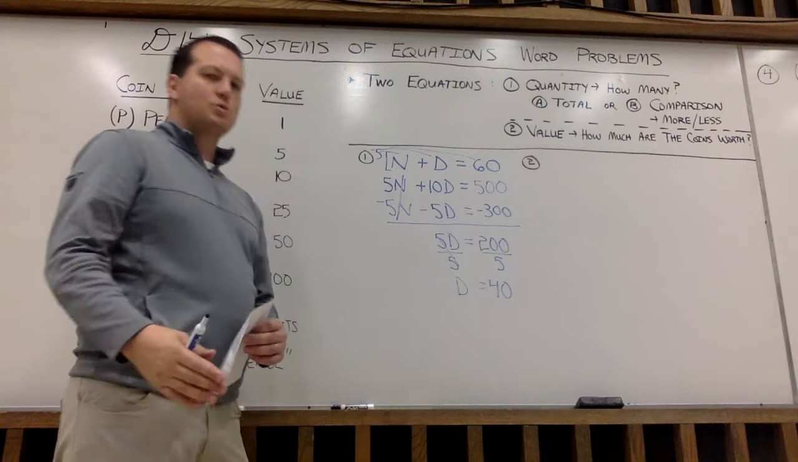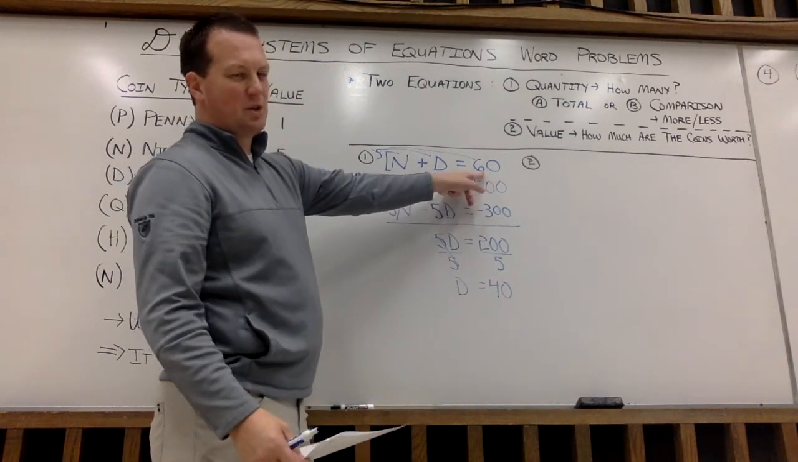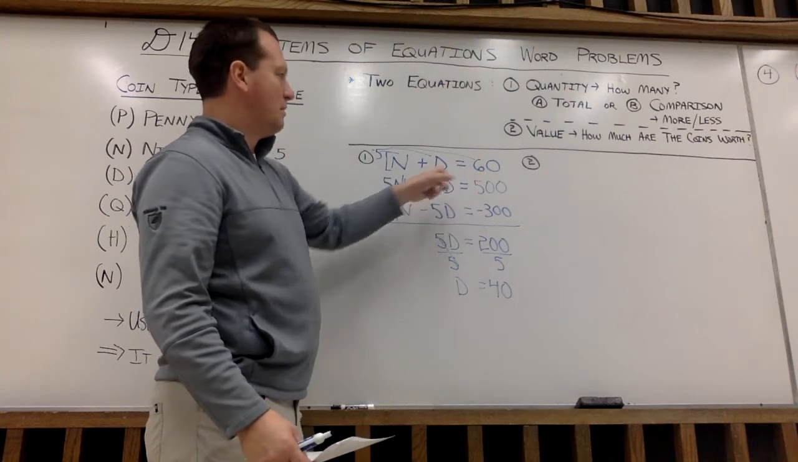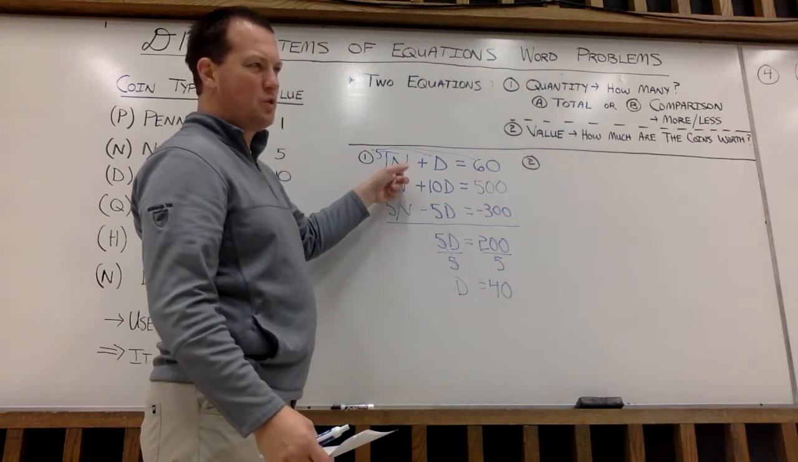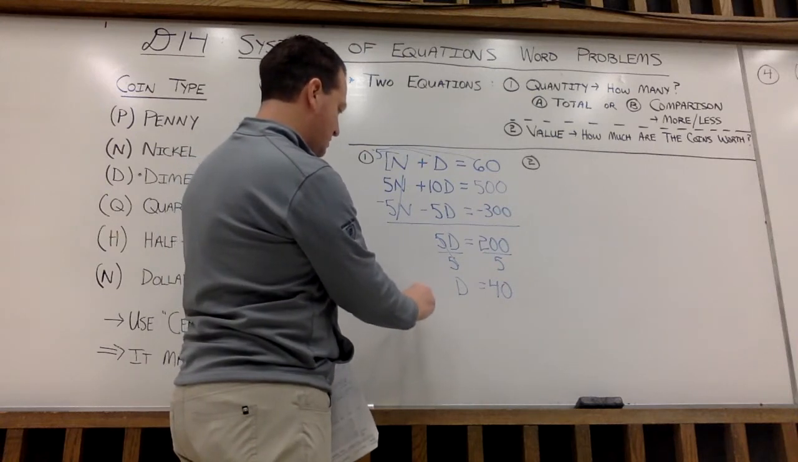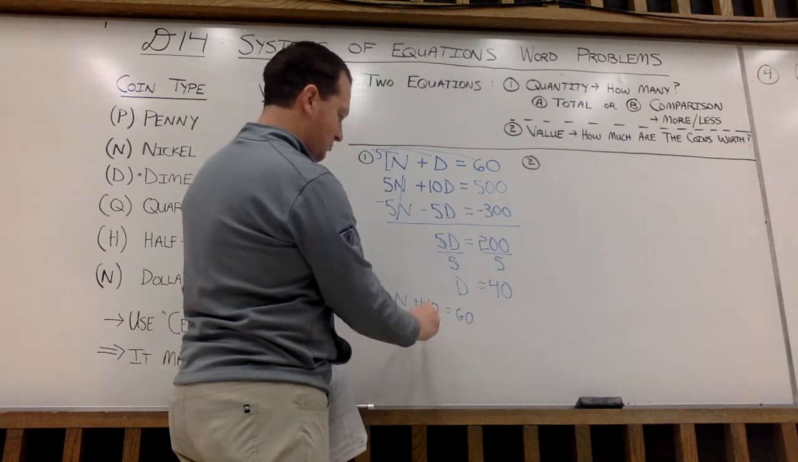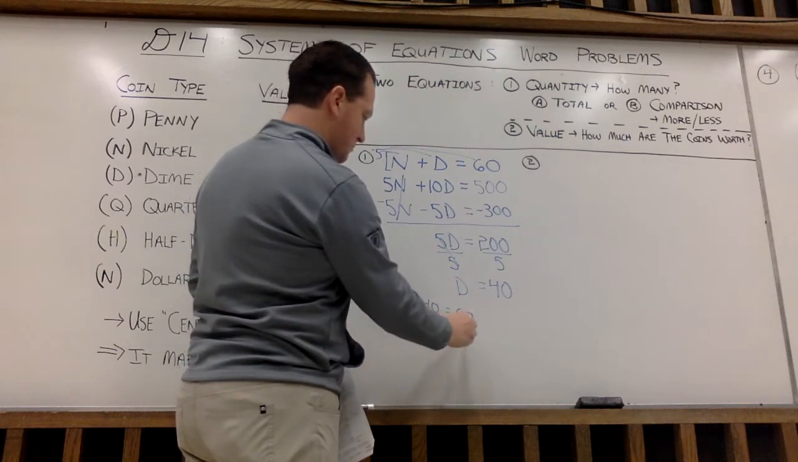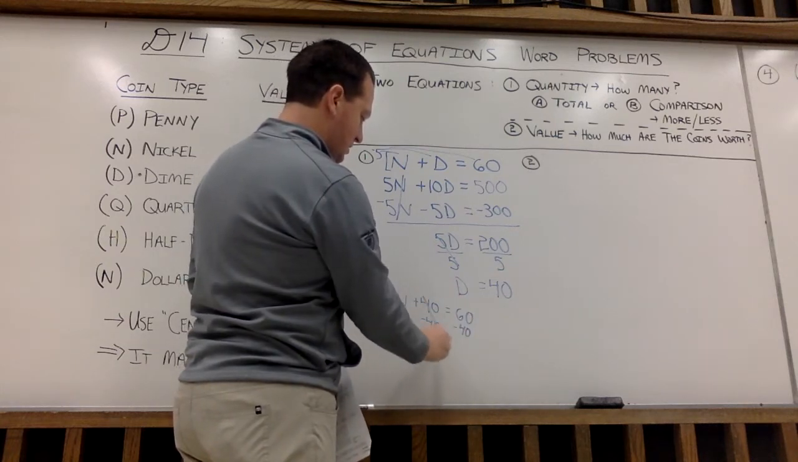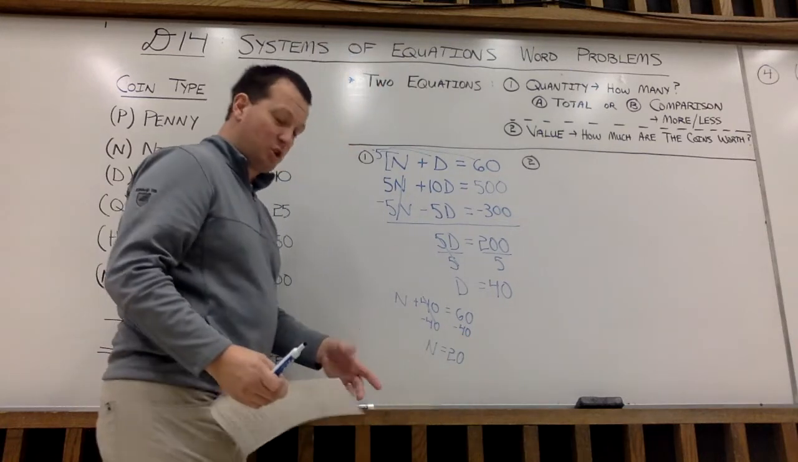Well, you can probably use mental math. If you have 40 dimes and 60 total coins, mental math would say, oh, it's 20. If you're not sure, nickels plus dimes is 40 has to equal 60. Subtract 40, and nickels would be 20. So we can always double check.